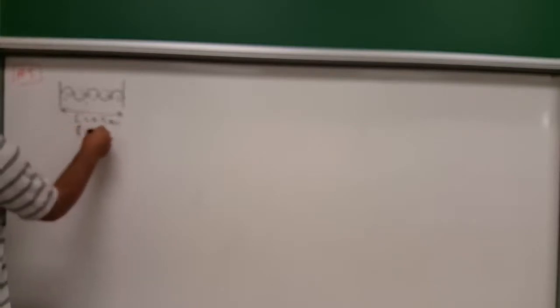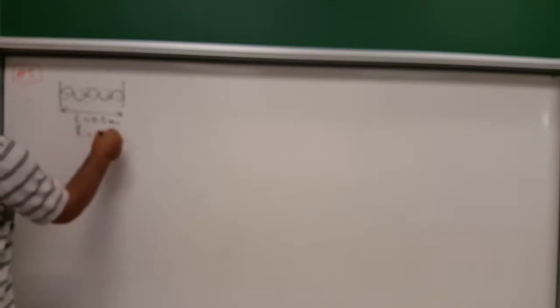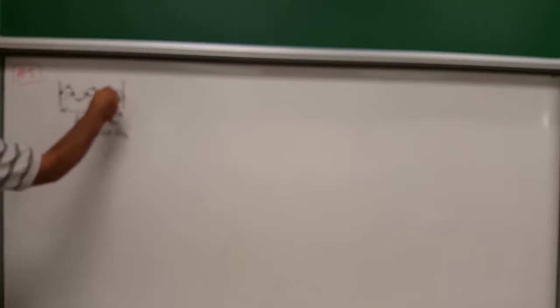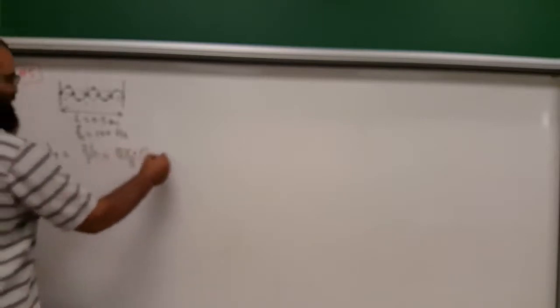The frequency is 100 hertz. What's the wavelength? I have a node. How many antinodes do I have? 1, 2, 3, 4, 5. So this is F5 actually. And remember, lambda 5 will equal 2L divided by 5. And so you get 2 times 0.5, so 2 divided by 5. And so I get 0.2 meters. That's the wavelength.